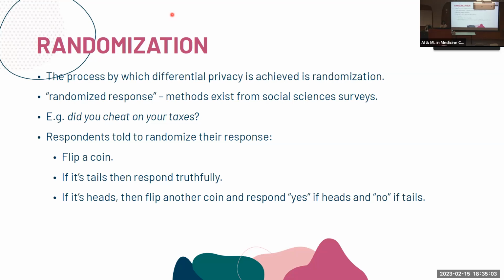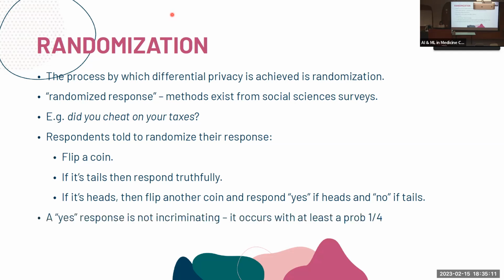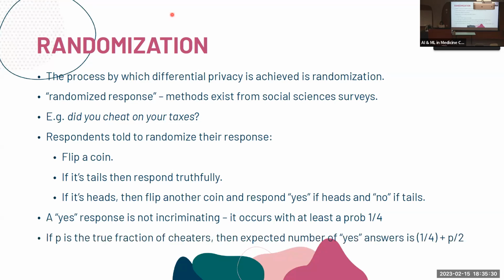So just by looking at your answer, they don't know if you said yes because that was the truth, or if you said yes because you flipped the coin twice and got yes. So this protects the individual respondent because a particular answer is not incriminating. You don't know whether it's the truth or not, but they are still able to get aggregate statistics. They're still able to estimate the population level information, right? And you can do this. This is a very simple calculation.